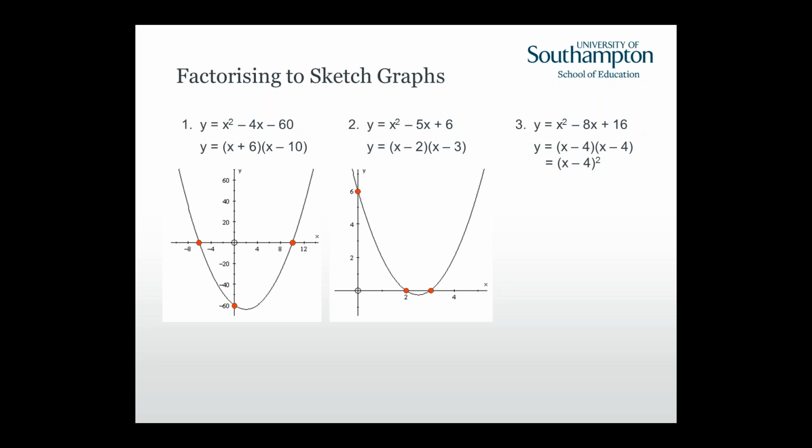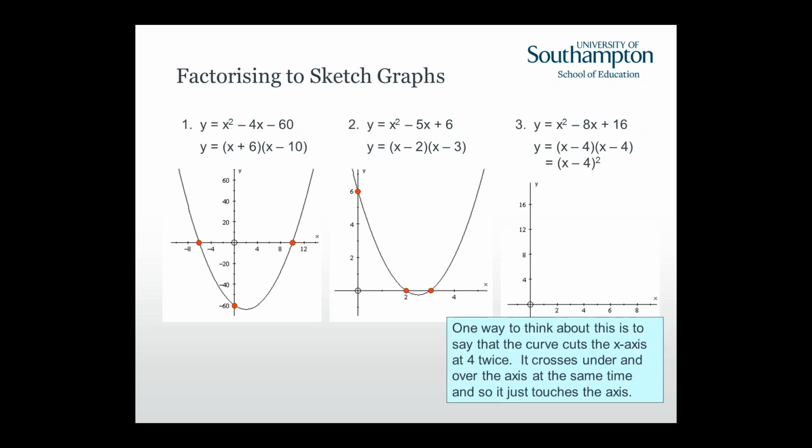Right. So what do you think it does instead? It doesn't cross it, doesn't cut it. Instead, it is what we call a repeated root, because it's the same one. And that means that it just touches it. So yes, the curve cuts the x-axis at 4 twice, but because it crosses under and over at the same time, it basically just touches it. So that was a bit of a mean one.